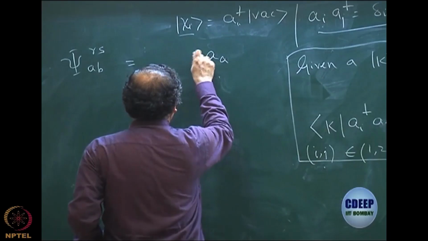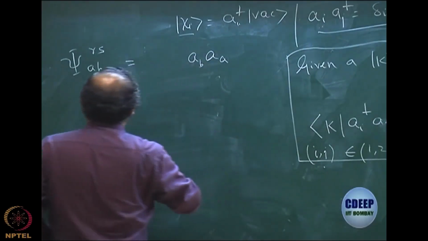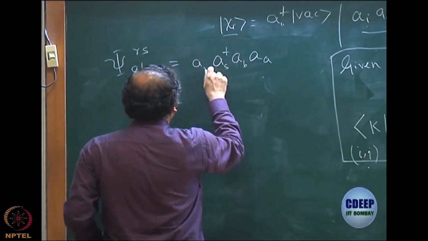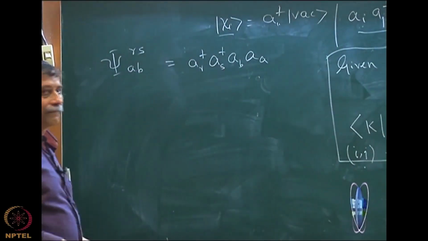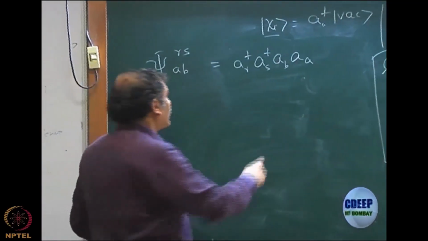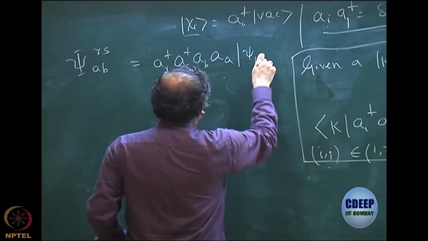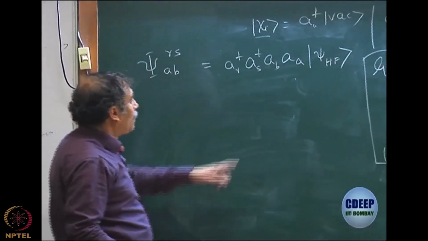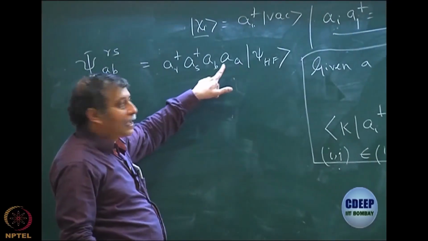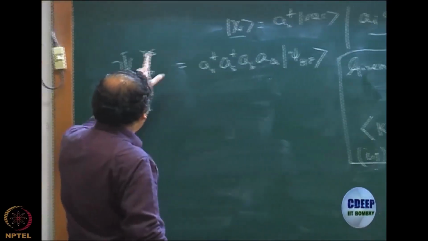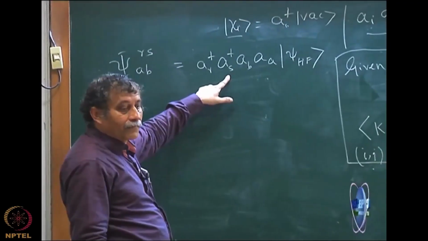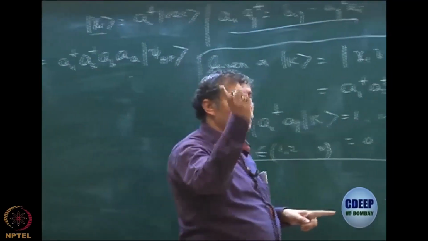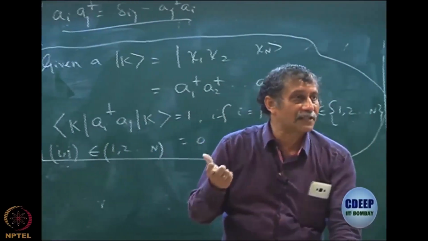Let us say A, AB. Then I will create. What is important is you create A's dagger immediately, and then AR dagger, acting on the psi hat. So, I annihilated A, I annihilated B, then you create S, so that the S goes in the place of B and R goes in the place of A. It is just a question of plus and minus sign.